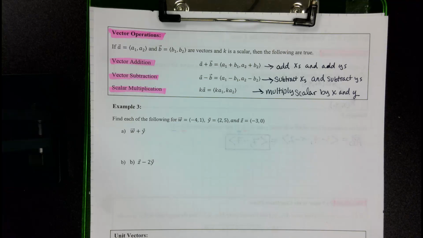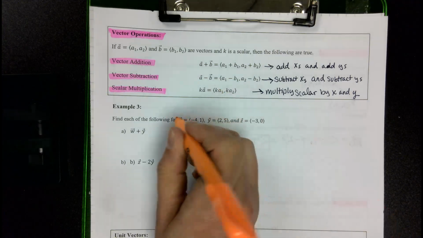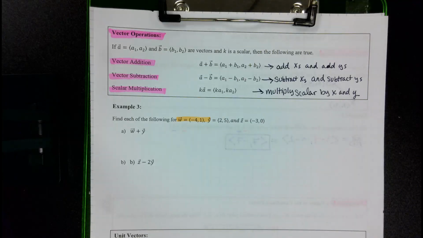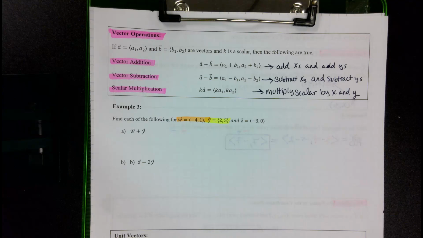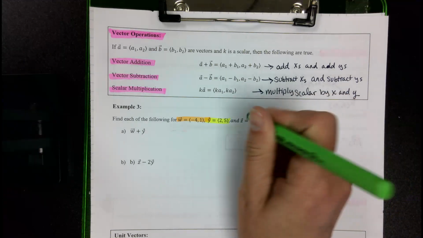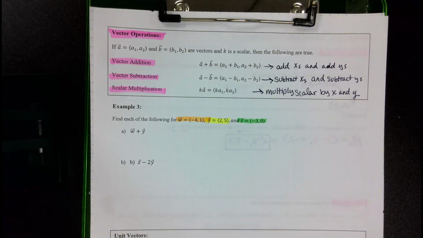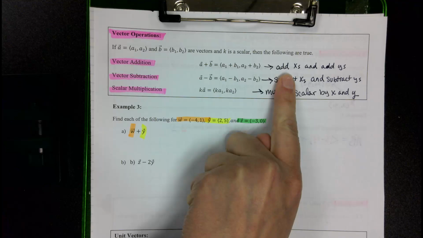All right, here for the example, I have 2 examples to go with vector operations. We are going to look at these 3 vectors given. We have vector w, we have vector y, and we have vector z. So this first example is vector w plus y. So I'm going to use this one plus this one. So I'm going to do some vector addition. Well, and my note up here said that I'm going to add the x's and the y's.